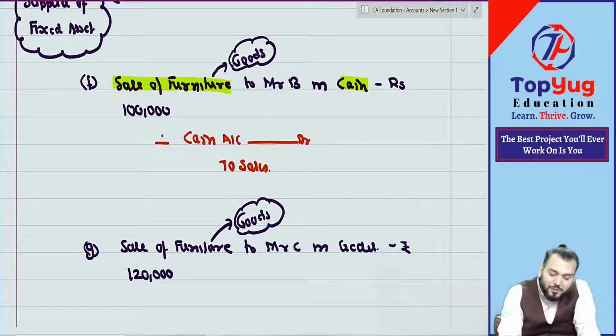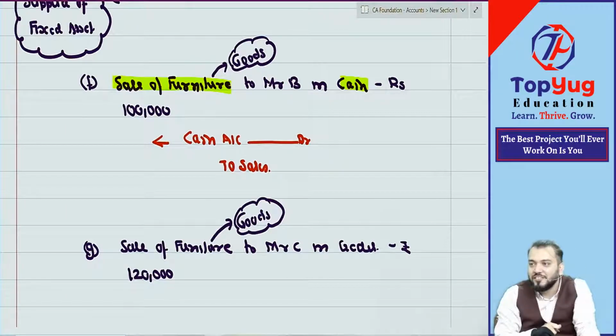If you had done the journal entry and then the analysis, you would have found your mistake. So after doing journal entry plus analysis, you will find your mistake on your own.